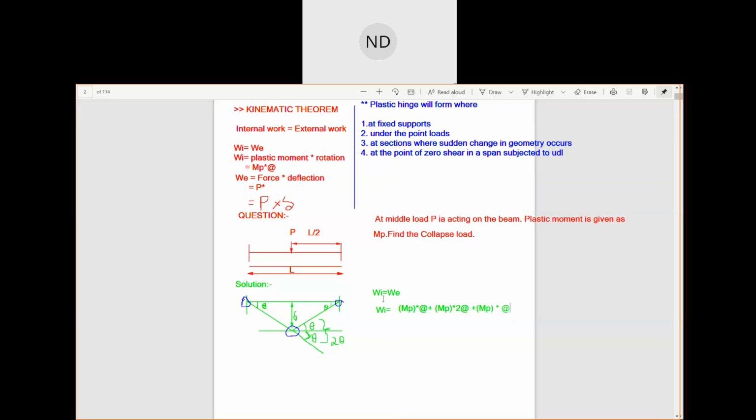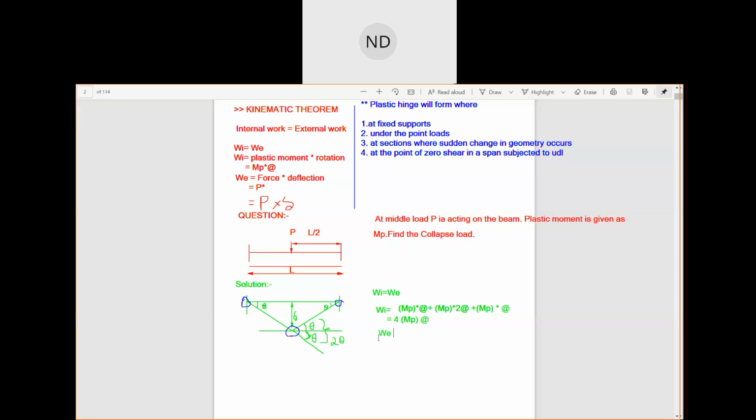There are three plastic hinges, and internal work is plastic moment into rotation. The plastic moment is Mp at each, the rotation is theta, theta, and twice theta at the center. So the total internal work done is Mp theta plus 2 Mp theta plus Mp theta, that is 4 Mp theta.